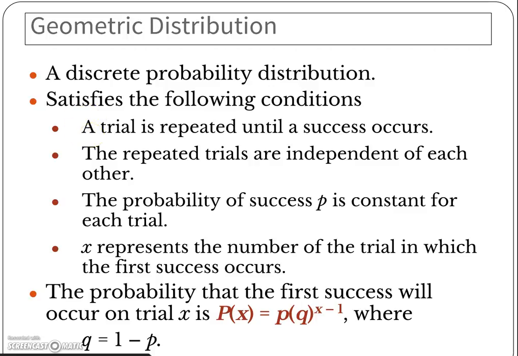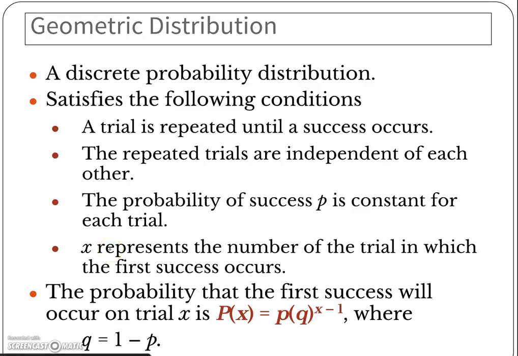He makes a basket. And the trials are repeated and independent of each other, because if he throws the first one, it has nothing to do with whether he makes the second one or not. Each basket is independent of the others. The probability P is constant for each trial. The probability of him making a basket is the same for each of his throws.